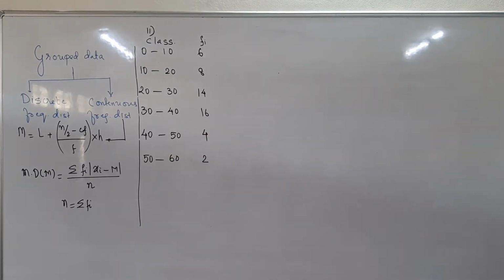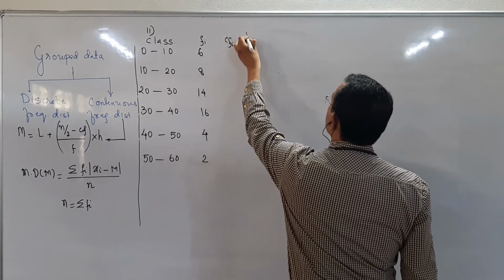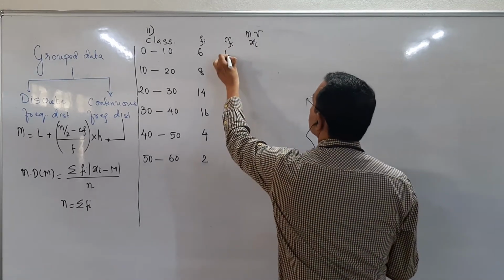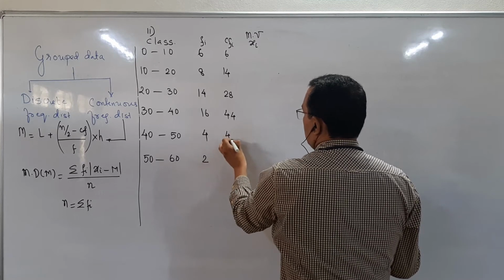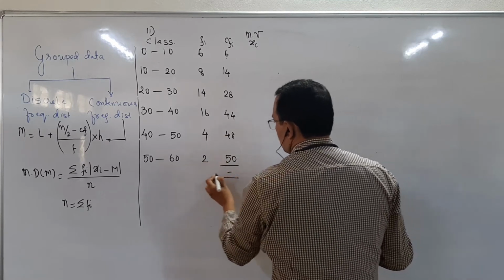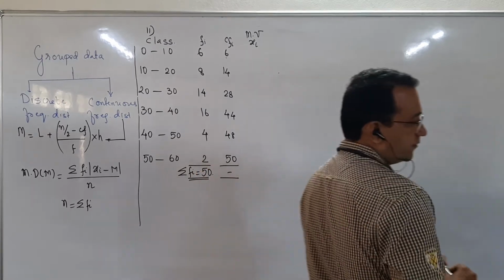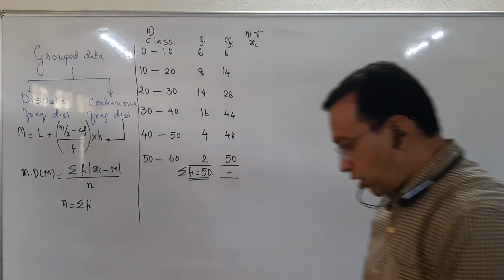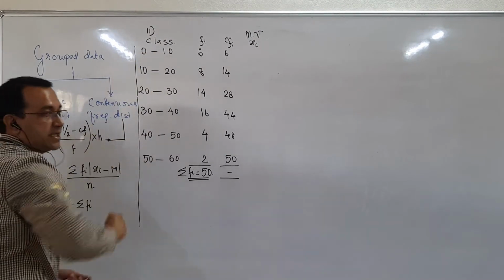Okay, students, here first of all we will find the cumulative frequency to find the median, and then the mid values xi. Now cumulative frequency: 6 plus 8 is 14, plus 14 is 28, plus 16 is 44, plus 4 is 48, plus 2 is 50. So this total comes out to be 50 students. Now, mid value: I have taught you finding mean deviation with respect to mean using mid values. Mid value is the average of the class limits: 0 plus 10, 10 by 2, so 5.